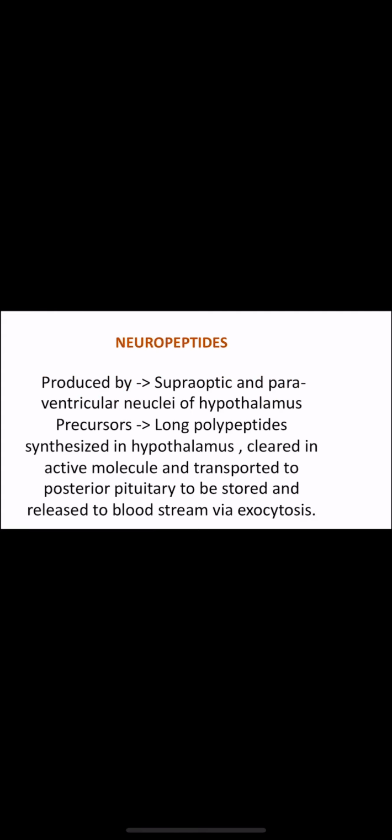Neuropeptides are produced by the supraoptic and paraventricular nuclei of the hypothalamus. The precursors are long polypeptides synthesized in the hypothalamus, and then they are cleaved into active molecules and transported to the posterior pituitary to be stored, and they are released into the bloodstream whenever needed via exocytosis.